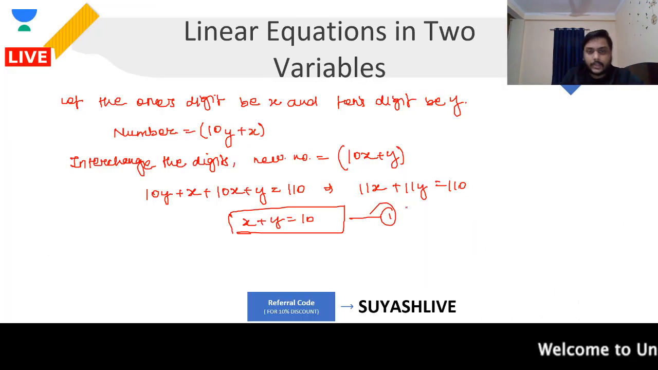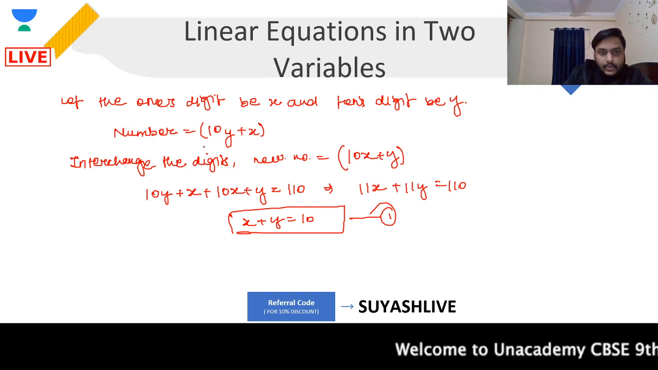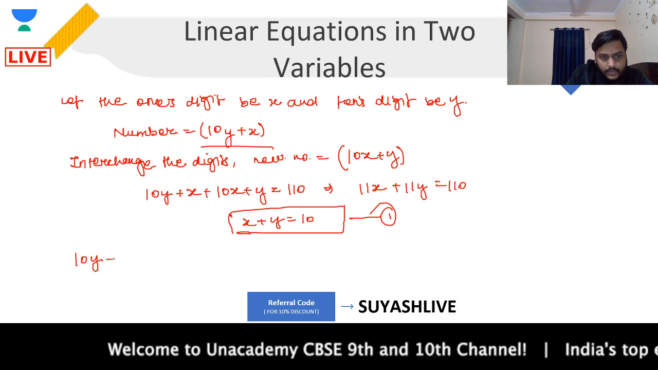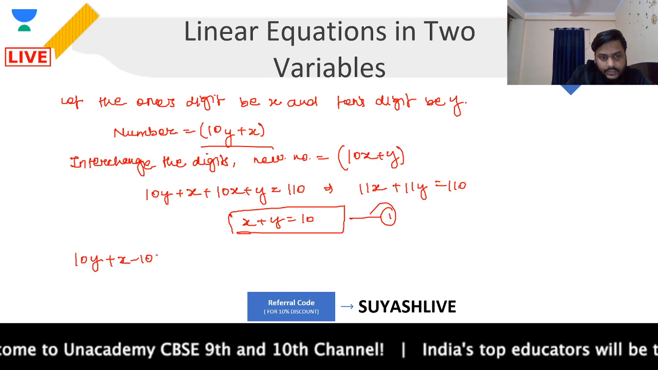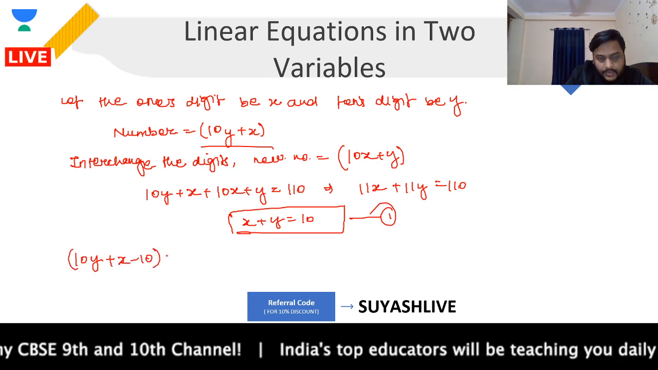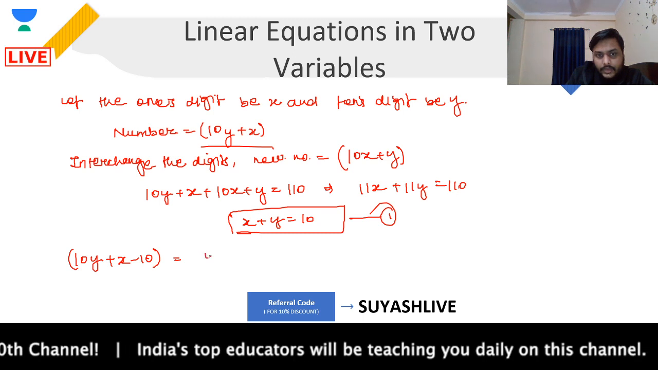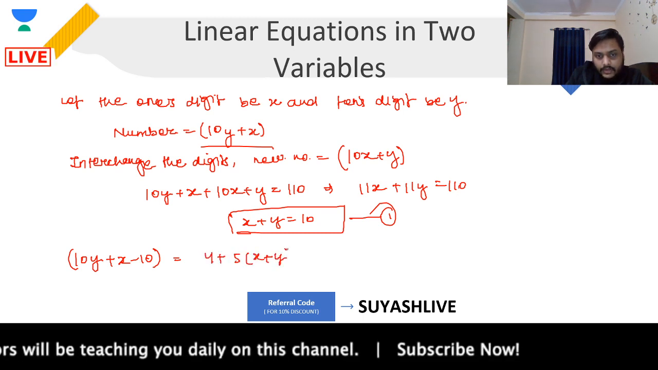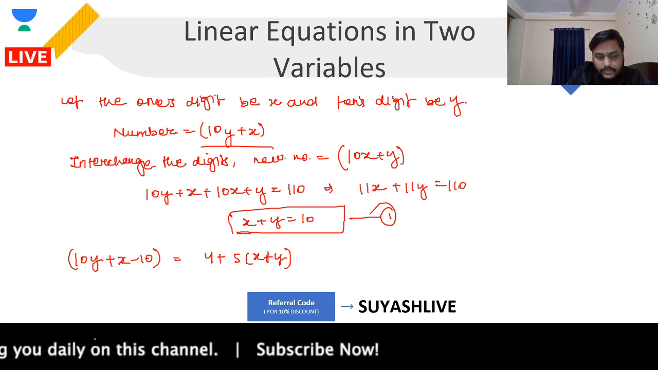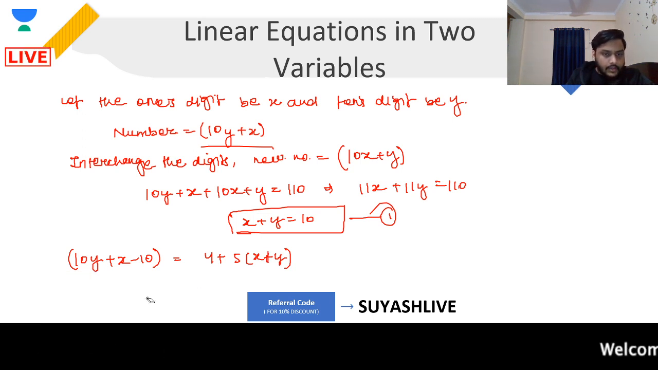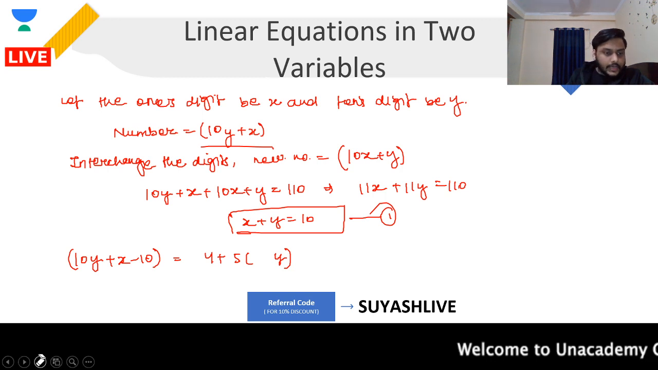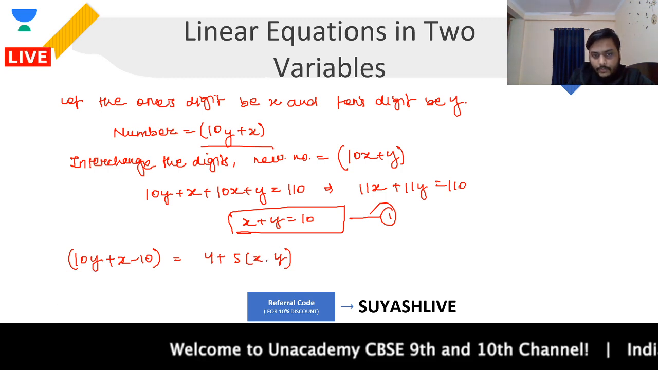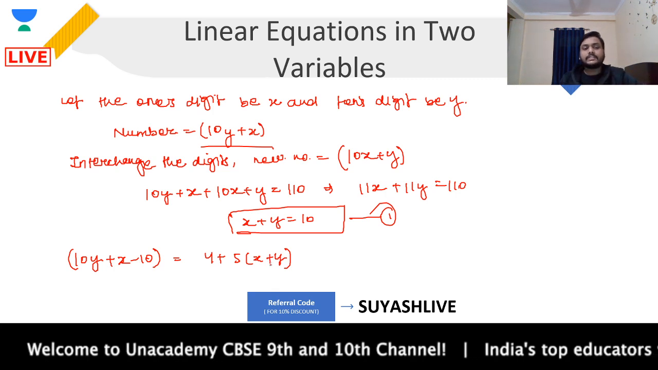So basically what's happening over here is that this is your original number. If 10 is subtracted from this number, 10y plus x minus 10, then the new number is 4 more than 5 times the sum of the digits. Are you clear with this? Everyone got it? Yes or no, guys? Please tell me.